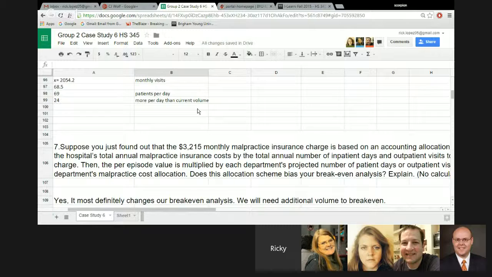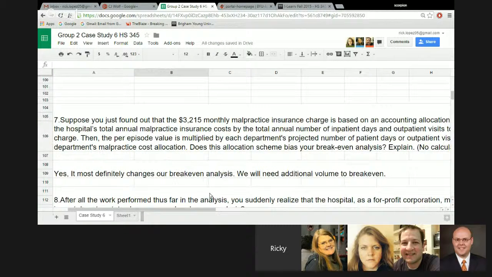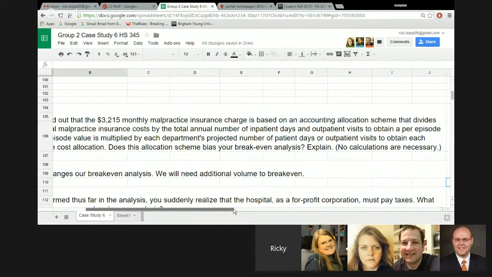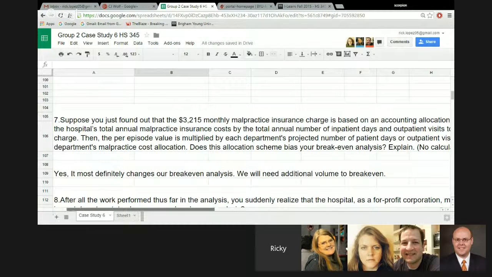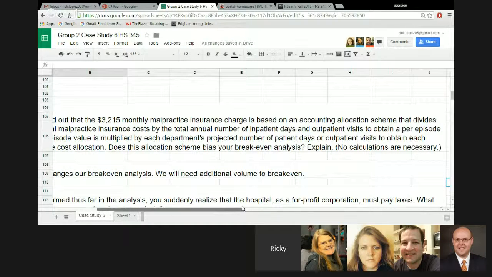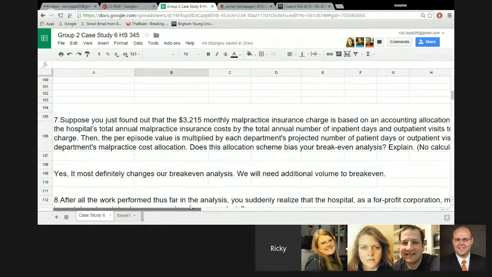Okay. All right, so I guess I had 7. It says, suppose you just found out that the $32.15 monthly malpractice insurance charge is based on an accounting allocation scheme that divides the hospital's total annual malpractice insurance cost by the total annual number of inpatient days and outpatient visits to obtain a per episode charge. Then the per episode value is multiplied by each department's projected number of outpatient visits to obtain each department's malpractice cost allocation. Then it says, does this allocation scheme bias your break-even analysis?